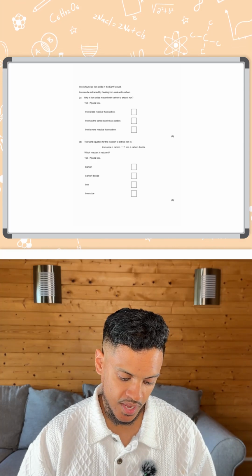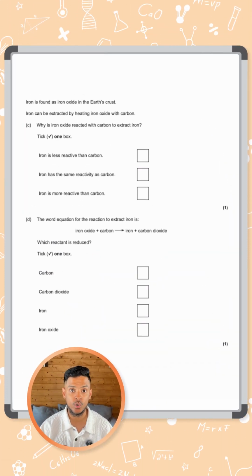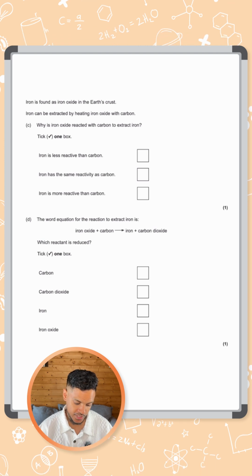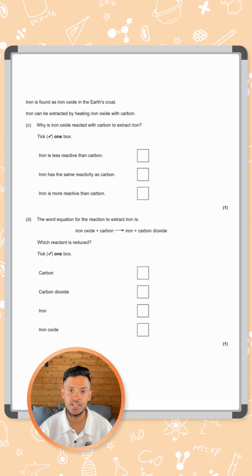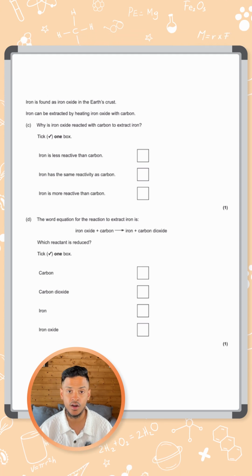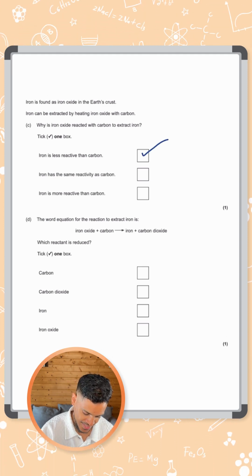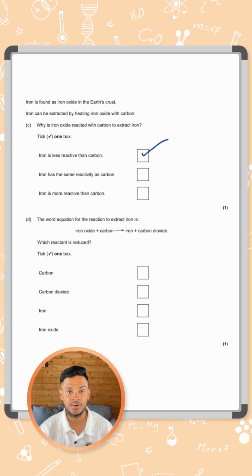Right, so this question says iron is found as iron oxide in the Earth's crust. That's the ore. Iron can be extracted by heating the iron oxide with carbon, and it says, why is iron oxide reacted with carbon to extract the iron? The answer here is iron is less reactive than carbon.